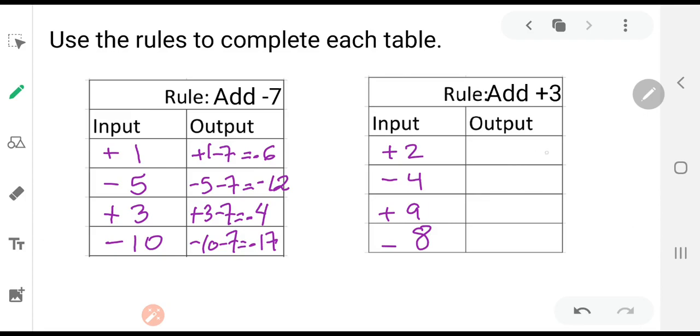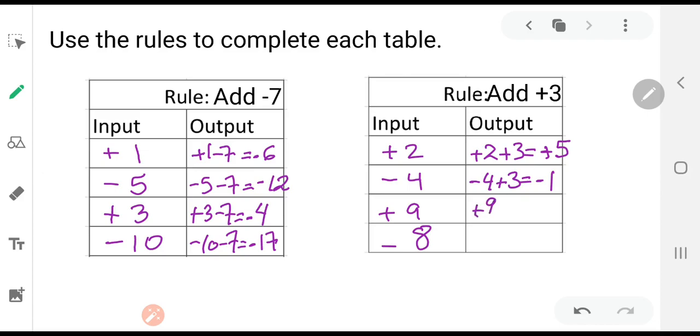Let's move on to the second table. The rule here is to add 3. The first input is plus 2, so plus 2 plus 3. I have the same sign, so I'll add the numbers. It's a 5. What's this same sign? It's a positive, so positive 5. Minus 4 plus 3. I have different signs, so I will find the difference. 4 minus 3 is a 1. Which number is greater? The 4. What's the sign of the 4? It's a minus, so minus 1.